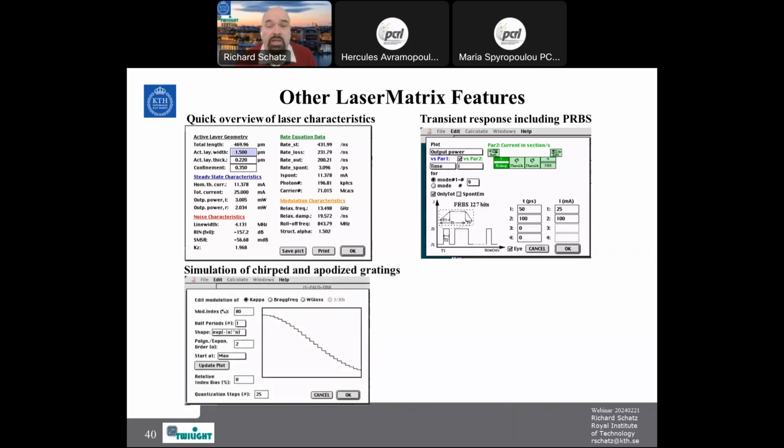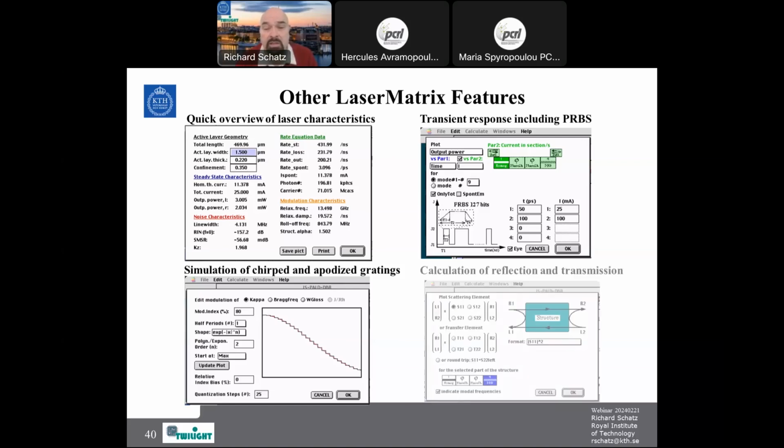You can also modulate gratings. So along the length of a grating, you can change the chirp of a grating or loss or coupling coefficient of a grating. And this can also be used for, for instance, simulating fiber gratings for dispersion compensation and so on, with this functionality. So it works even with passive devices. And then you have the possibility to calculate the reflection and transmission of any section or several sections in your laser.